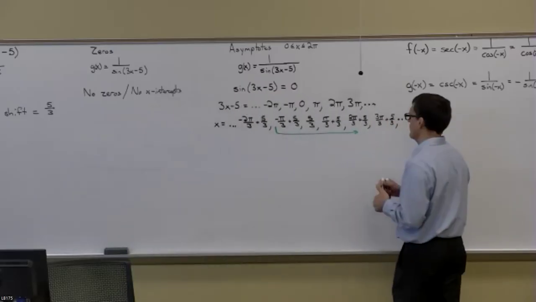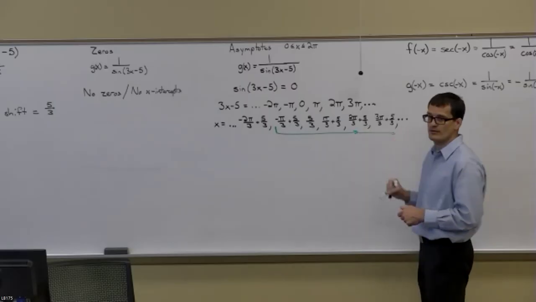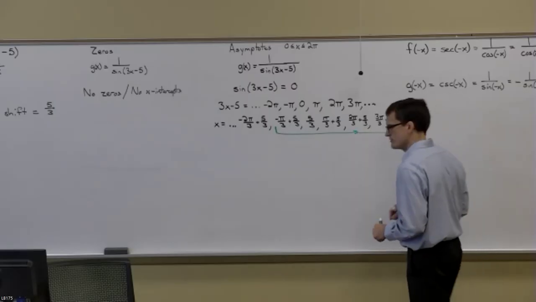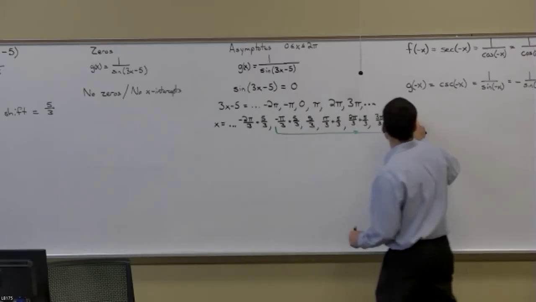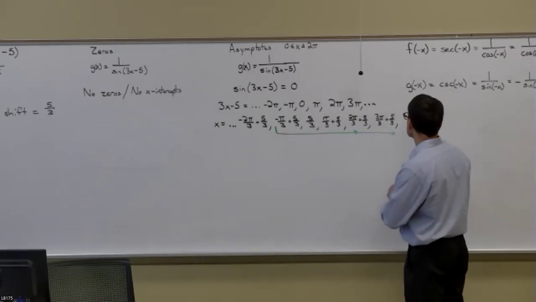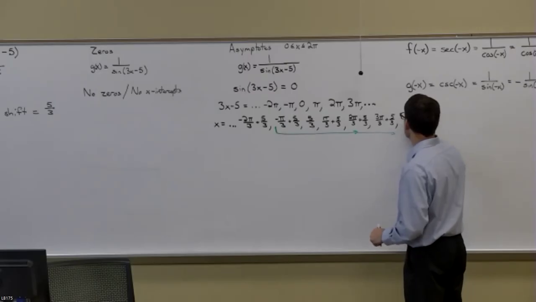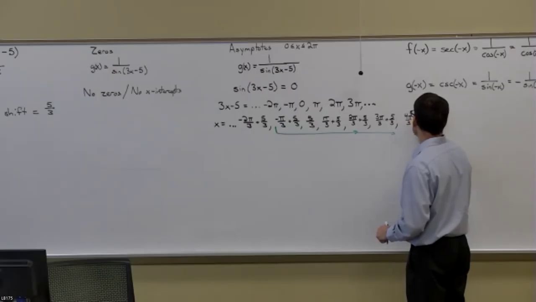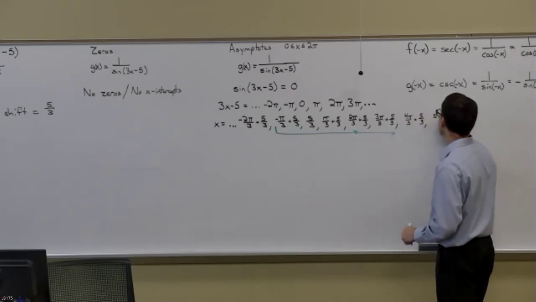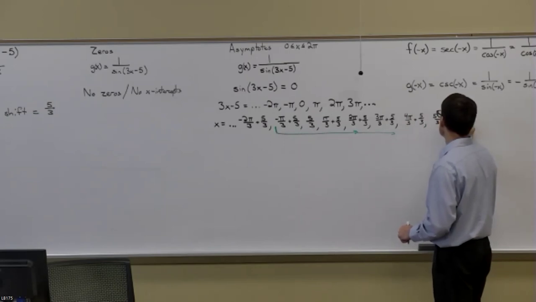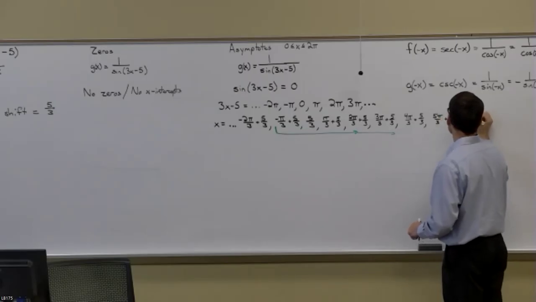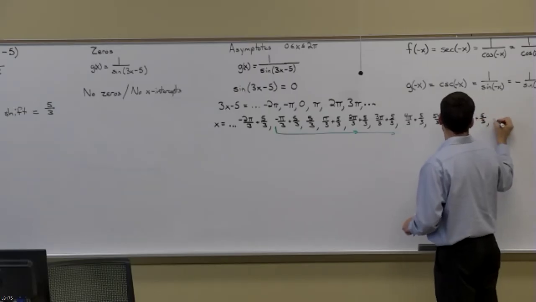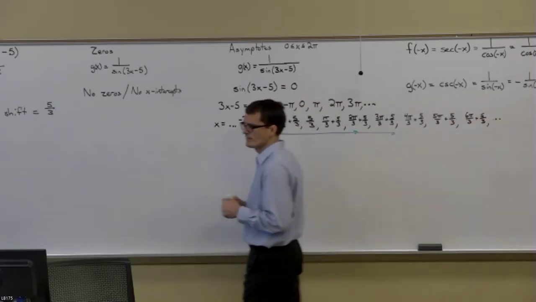So I need to actually go out further than what I've already written on the board. So we're going to go out a couple more. 4 pi over 3 plus 5/3. 5 pi over 3 plus 5/3. That makes sense.